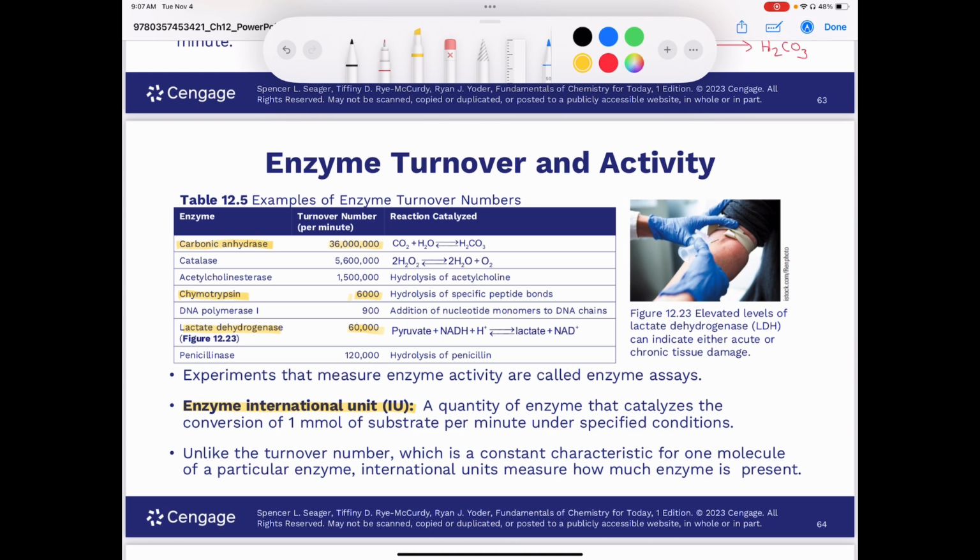Thus, unlike the turnover number, which is a constant characteristic for one molecule of a particular enzyme, international units, the IUs, measure how much enzyme is present. For example, an enzyme preparation with an activity corresponding to 40 IU contains a concentration 40 times greater than the standard. This is a useful way to measure enzyme activity because the level of enzyme activity is compared with normal activity and is significant in the diagnosis of many diseases.